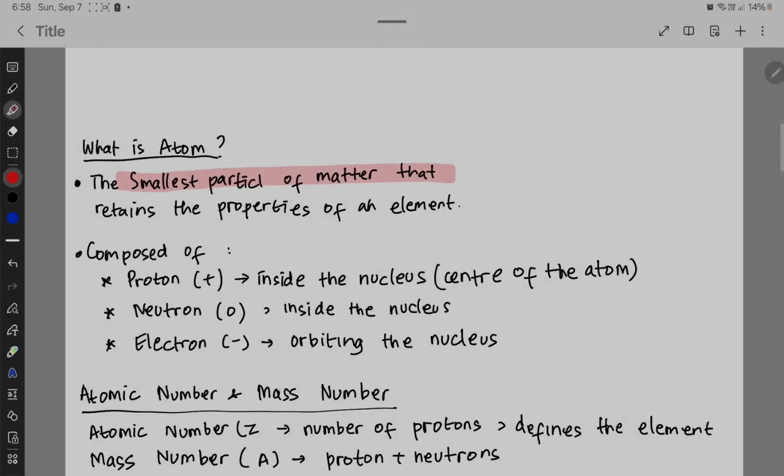Particles of matter: an atom is composed of protons, which have a positive charge and are located inside the nucleus in the center of the atom. There are also neutrons. Neutrons are neutral, also inside the nucleus. And there are electrons. Electrons have a negative charge and orbit the nucleus.